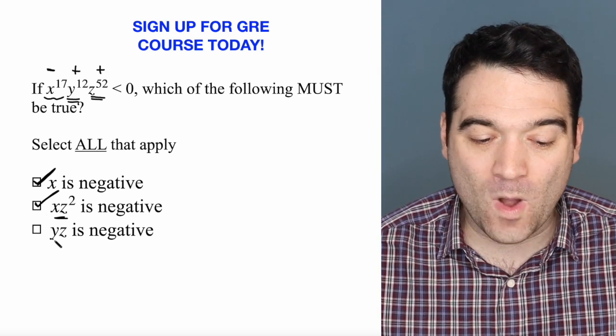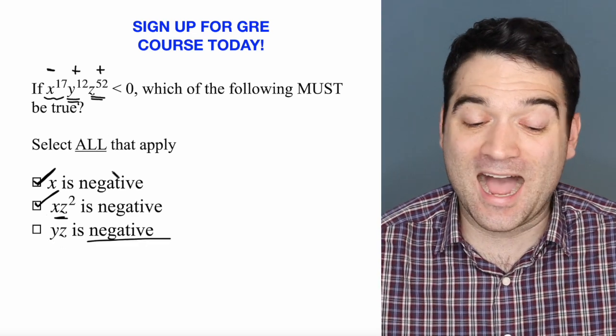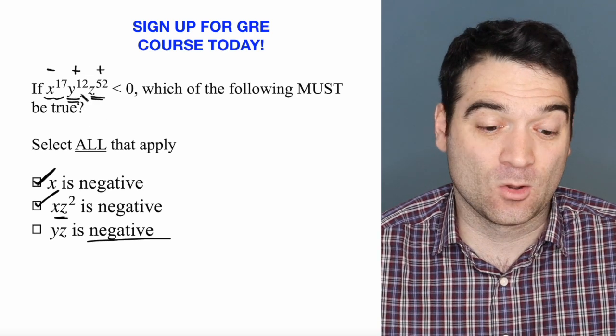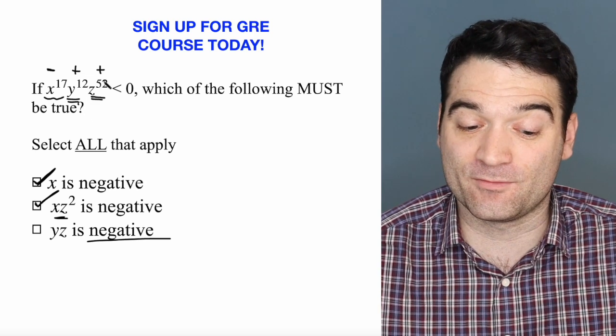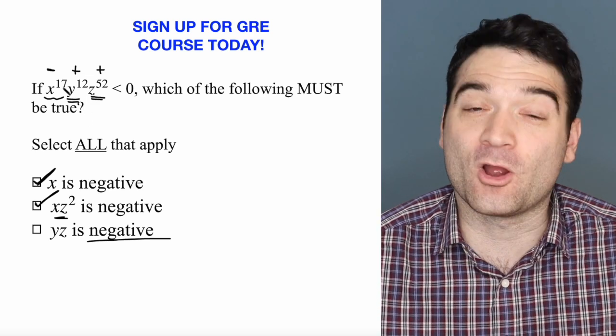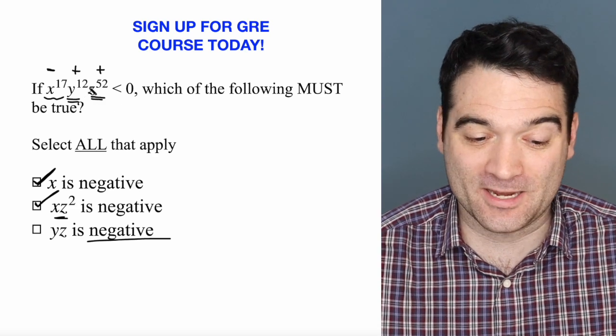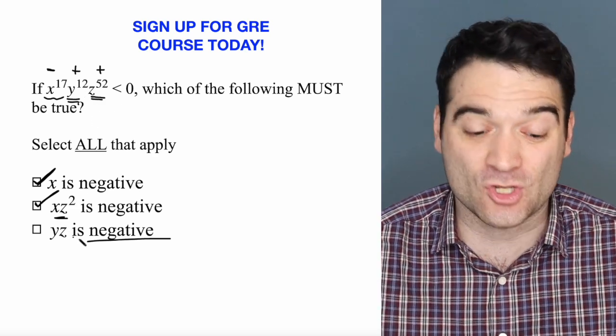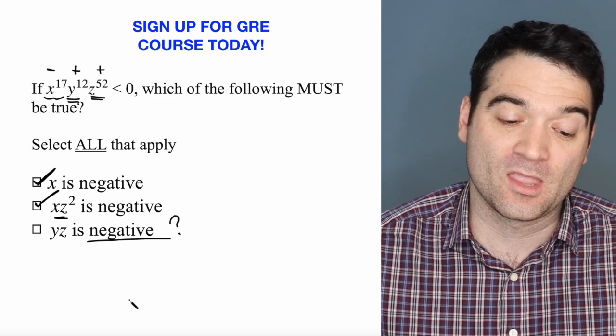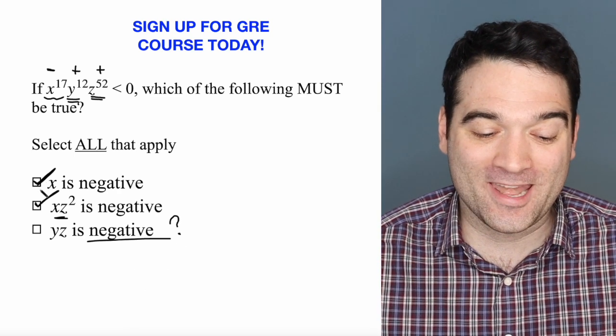How about this one? y times z is negative. Well, I don't know what y and z are. y and z could have been positive or negative, but their original sign is irrelevant here because we raised it to an even power, so I just don't know. So the correct answer here is 1 and 2.